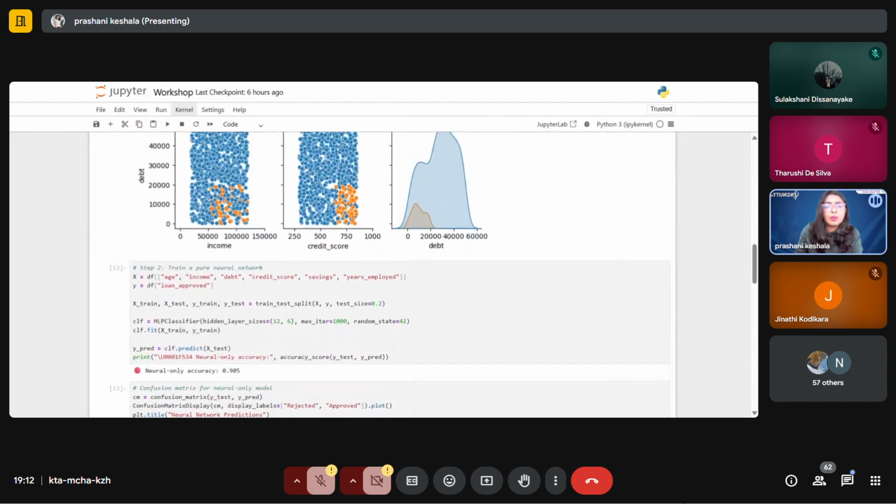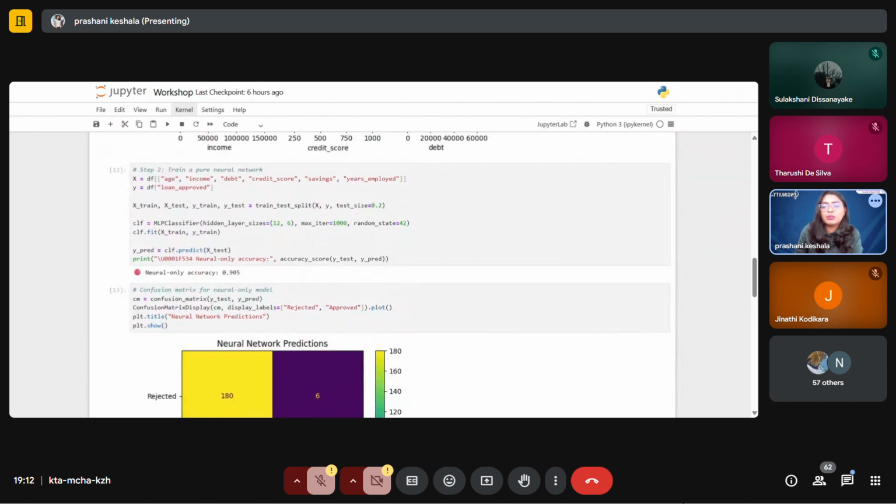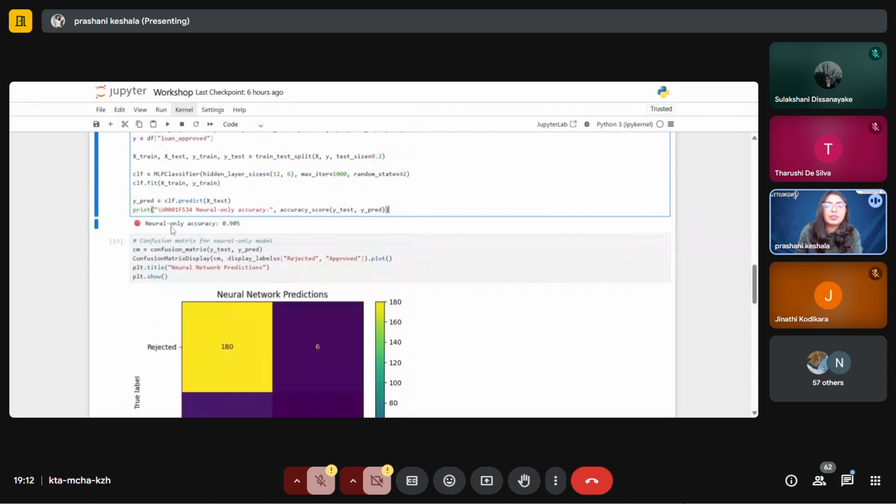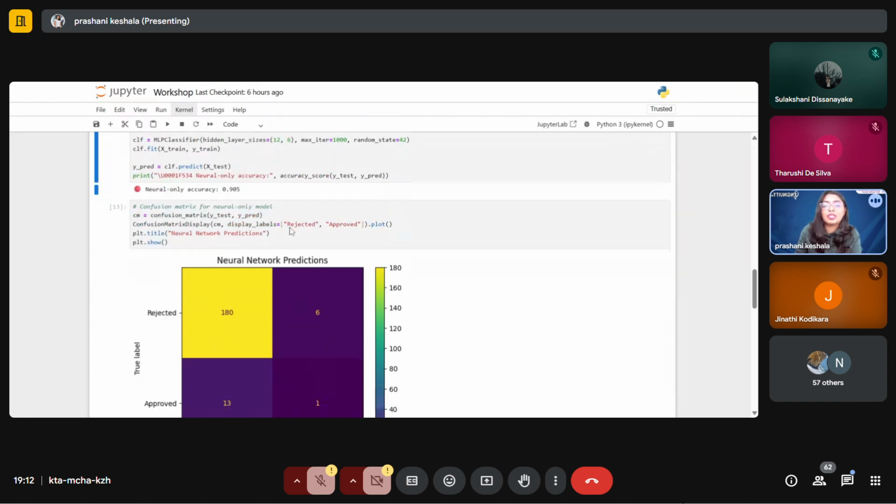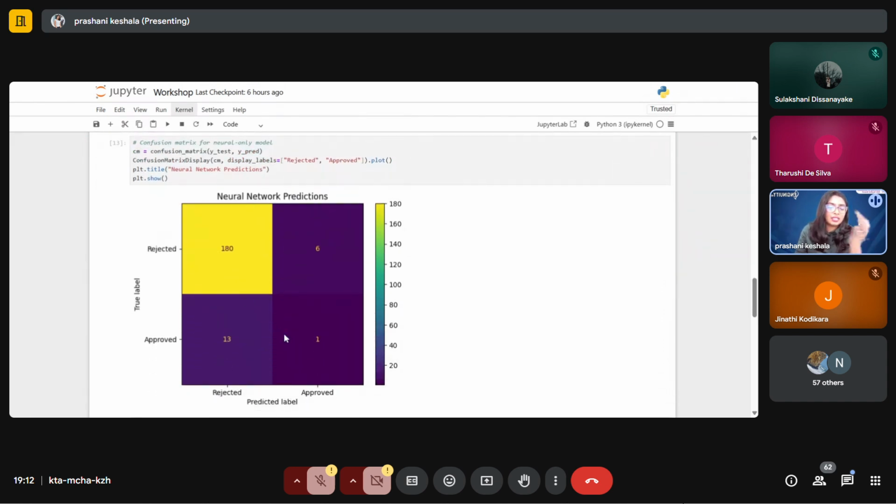And what I do is, if you already know neural networks, it's quite simple. You just break the data into test and train, you split the data into testing and training, and then you do a prediction. As you can see, the prediction with neural only is like 90%, which means 90% of the time it's accurate, and the other 10% it's not. And you can see it here in the accuracy.